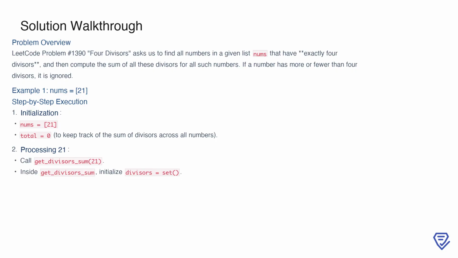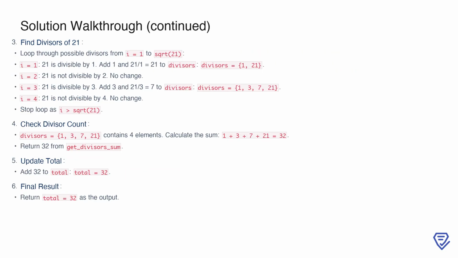For 21, we start by initializing an empty set called divisors to store its distinct divisors as we find them during the computation. To find the divisors of 21, we loop through integers from 1 to the square root of 21. For each integer, we check if it divides 21 evenly. If it does, both the integer and its corresponding quotient are added to the divisors set. For example, 1 divides 21, so both 1 and 21 are added.